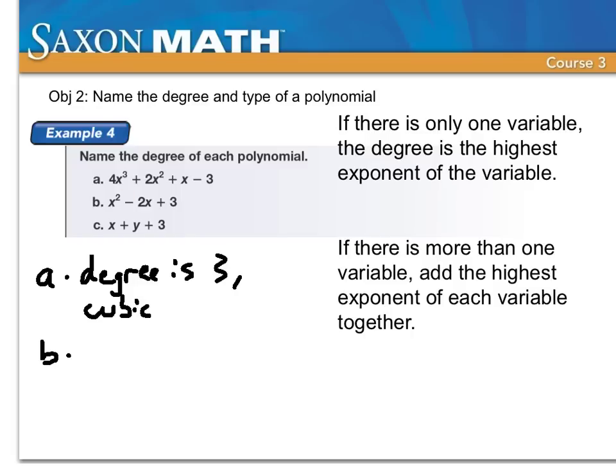But again, we're looking at the exponents. This x has an exponent of 2. This x has an exponent of 1. So we're going to use the higher exponent, which is 2. So the degree on B is 2. And again, the name of that type of polynomial was called quadratic. Anytime we have an exponent squared, it's a quadratic polynomial.